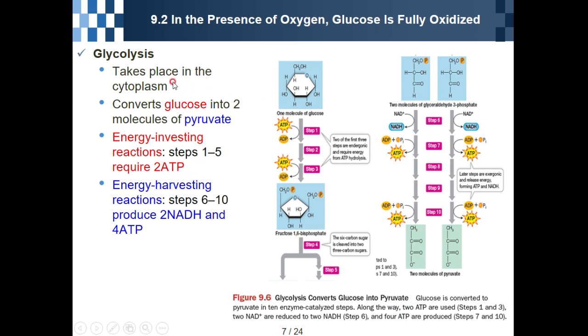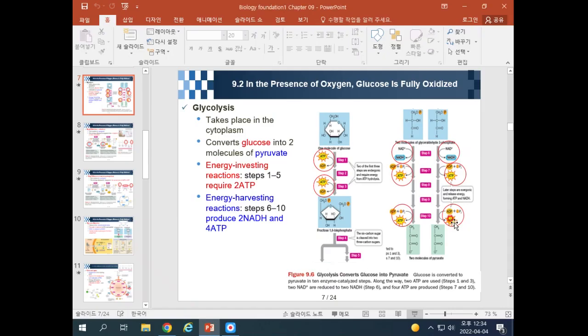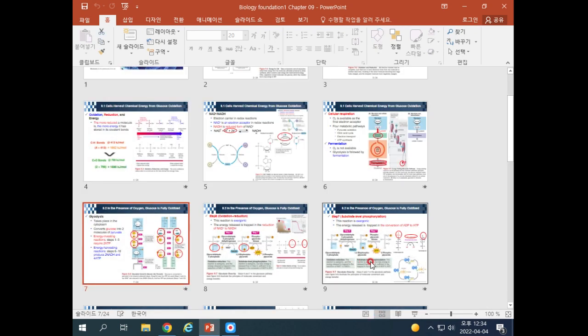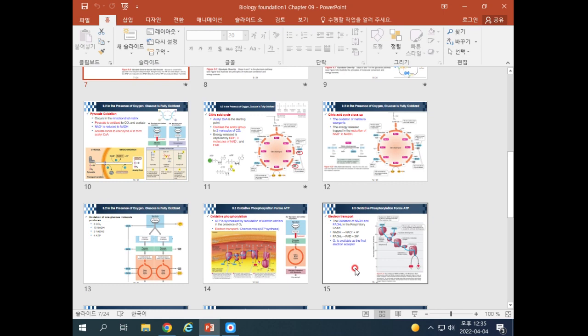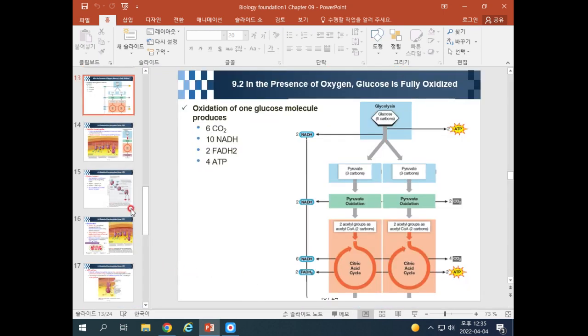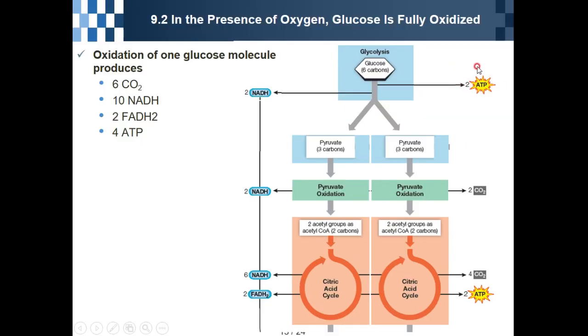So during glycolysis, 2 ATP is used. However, 4 ATP is synthesized. So it means that 4 minus 2, how many ATP is synthesized? How many? 2. Minus 2 plus 4 means the total 2. So 2 ATP is synthesized.